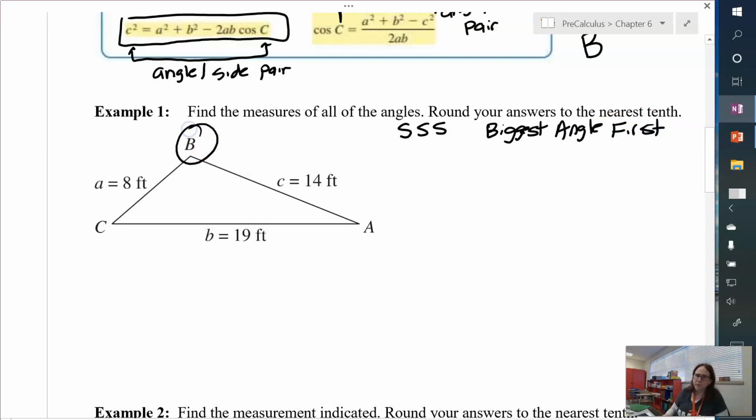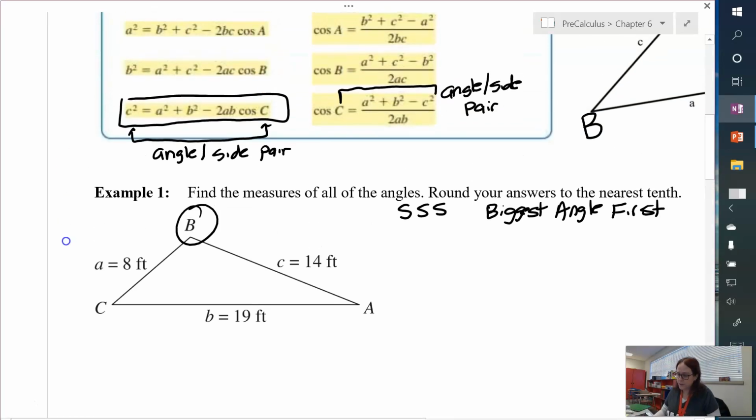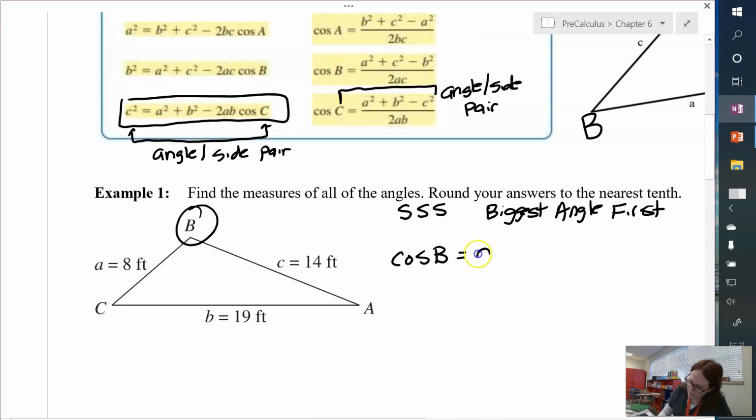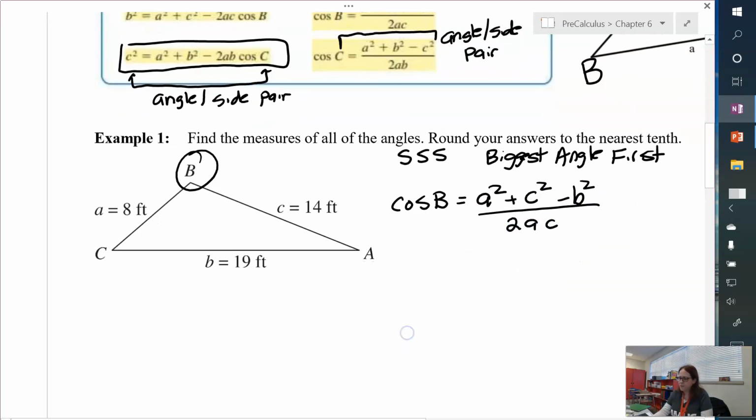So we're going to solve for b first. I'm looking for b. That's an angle, so I'm going to search for the cosine of b. I'm going to use cosine of b equals a squared plus c squared minus b squared over 2ac. In other words, I use the angle I'm looking for, the minus b squared is one of the sides you're given, and then we work with the other two sides, the a and the c.